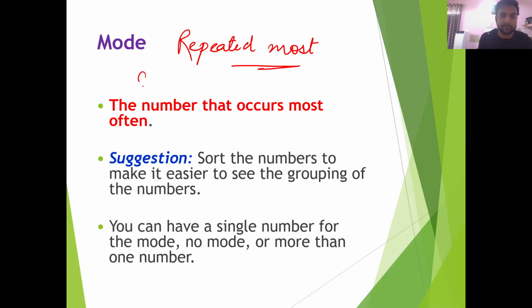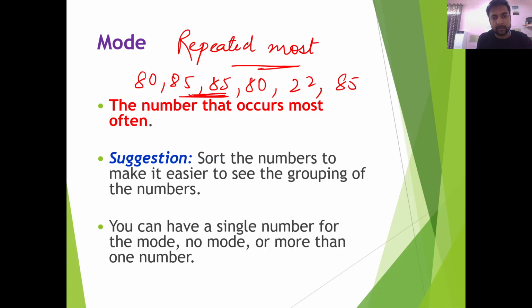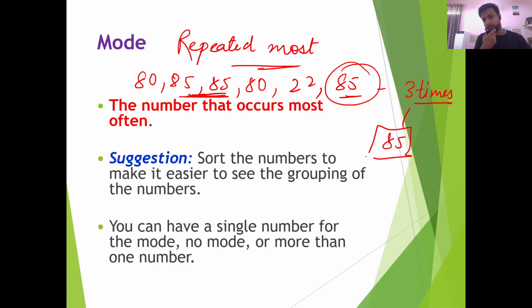Let us take an example. The marks that students got are 80, 85, 85, 80, 22, 85. What will be the mode? You can see which is repeated the most: 85, 85, and 85. 85 is repeated three times, so the mode here is 85. This is quite simple. Whenever you have to find the mode, simply see what number is repeated the most, and that will be your mode.